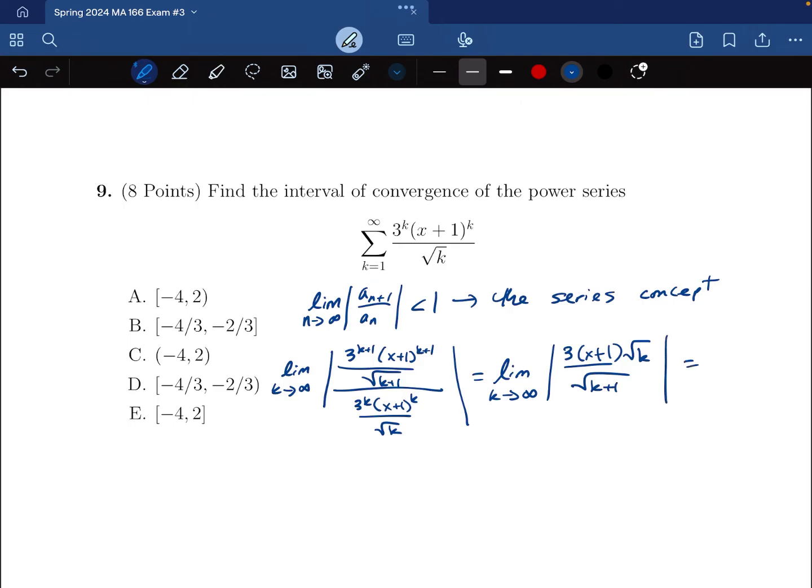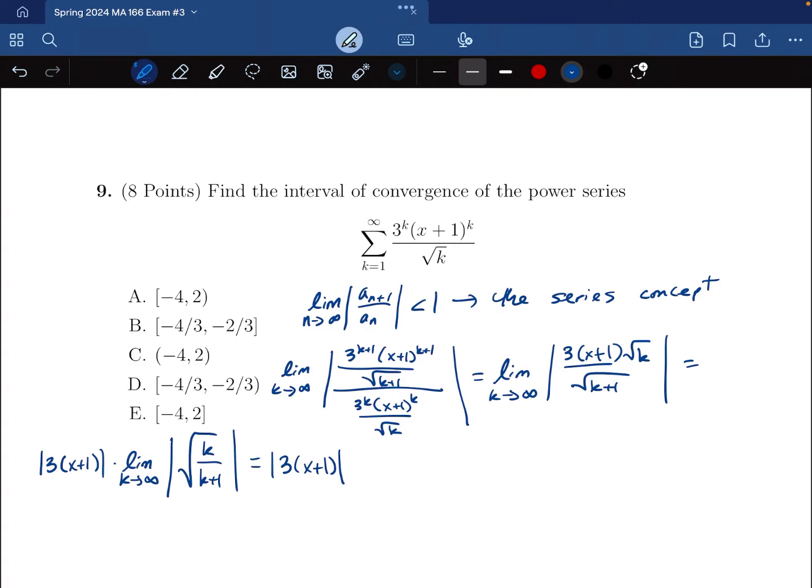Okay, and I can pull out all of this because that doesn't relate to our limit. Our limit is asking what happens as k approaches infinity. So this is equivalent essentially to the absolute value of 3 times x plus 1 times the limit as k approaches infinity of the square root of k over k plus 1. And as k grows infinitely large, the ratio of k and k plus 1 approaches 1. So this evaluates to 3 times x plus 1.